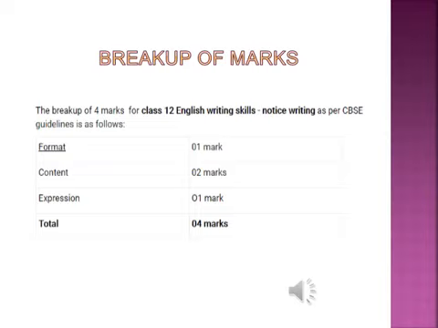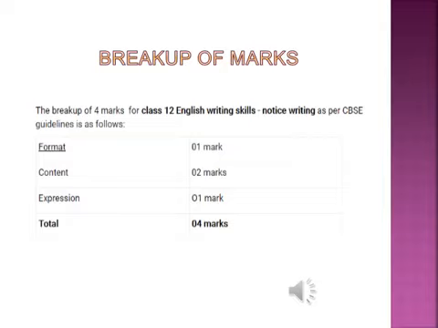Let us look into this question from the examination point of view. Let us study the breakup of marks. This is a short composition, and in the English question paper, it will appear under advanced writing skills. So in Section B, the first question will appear on notice. So if it comes, it will be in question number 3. It will be for 4 marks.